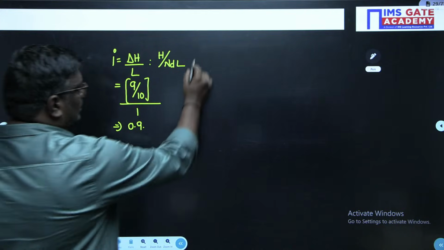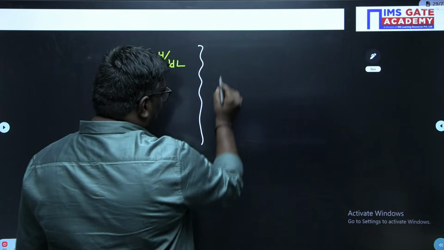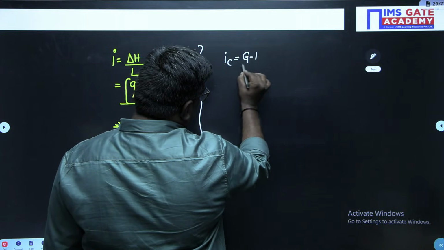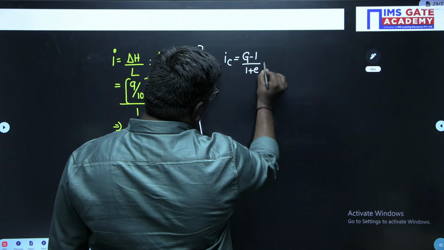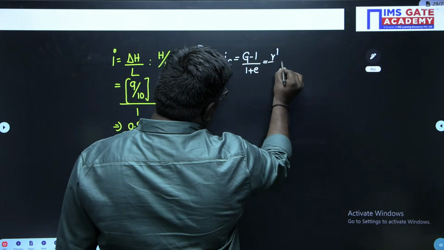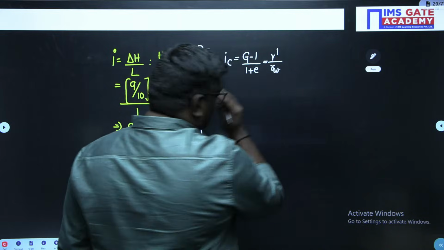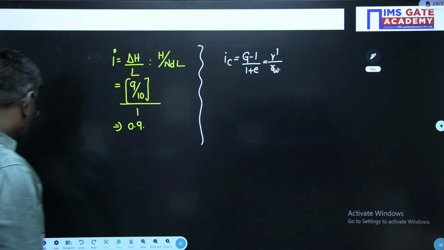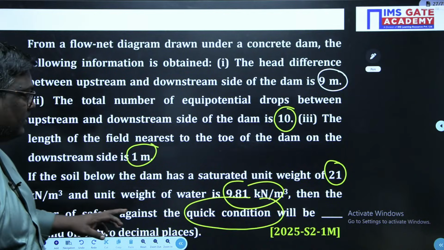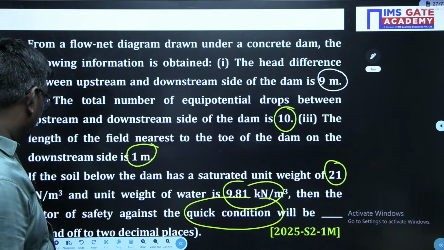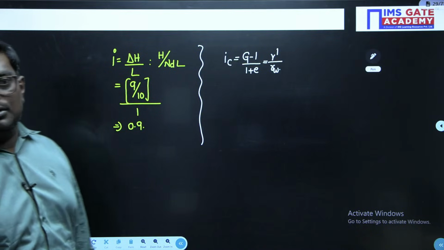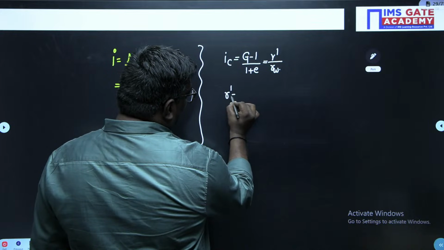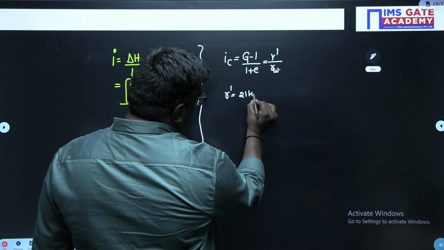Now what is the critical hydraulic gradient? This is given by the formula (G minus 1) upon (1 plus e) is equal to gamma dash upon gamma W. Now how to calculate gamma dash? Here gamma sat is given. What is the value of gamma sat given? The gamma sat is given as 21 kilonewton per meter cube. So here if you see, gamma dash is 21 kilonewton per meter cube.